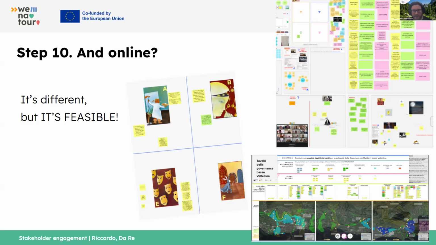Stakeholder mapping online is feasible. Focus group, here you see a photo of a work cafe online. Again, it's feasible. Human mapping online, it's feasible. So my key message here is that yes, it's feasible.